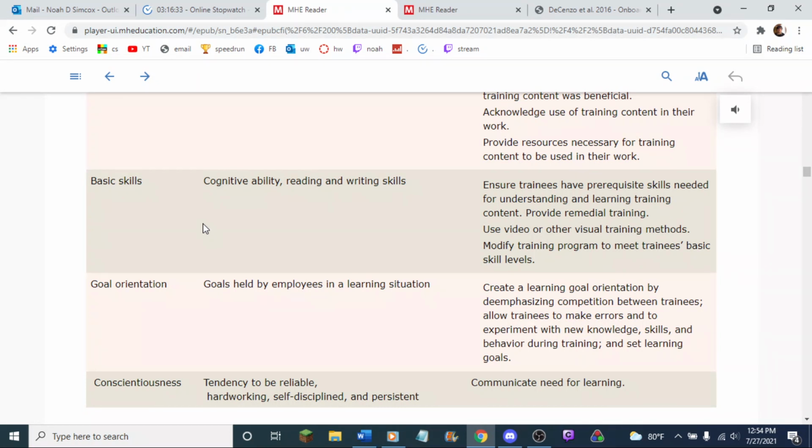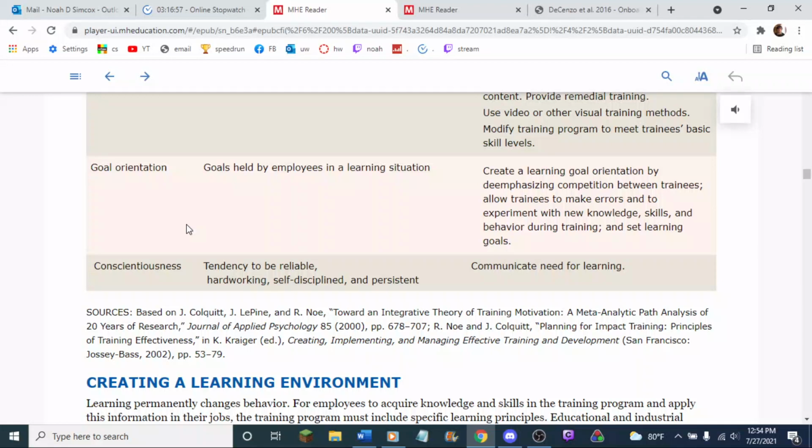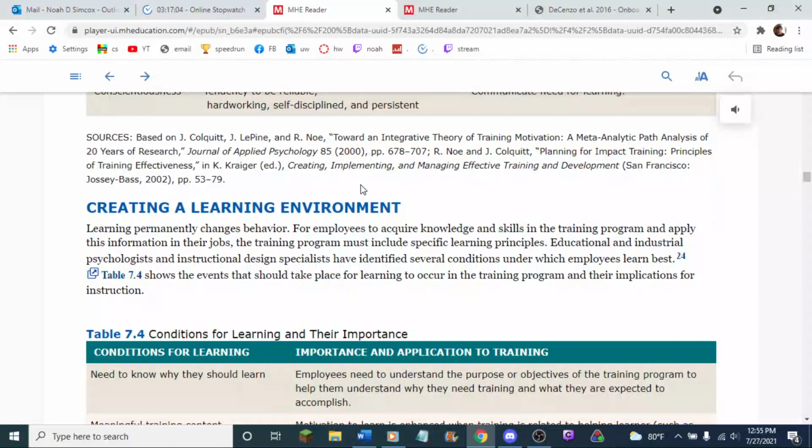Goal orientation. Goals held by employees in a learning situation. Create a learning goal orientation by de-emphasizing competition between trainees. Allow trainees to make errors and to experiment with new knowledge, skills, and behavior during training, and set learning goals. Conscientiousness, tendency to be reliable, hardworking, self-disciplined, and persistent: communicate the need for learning.